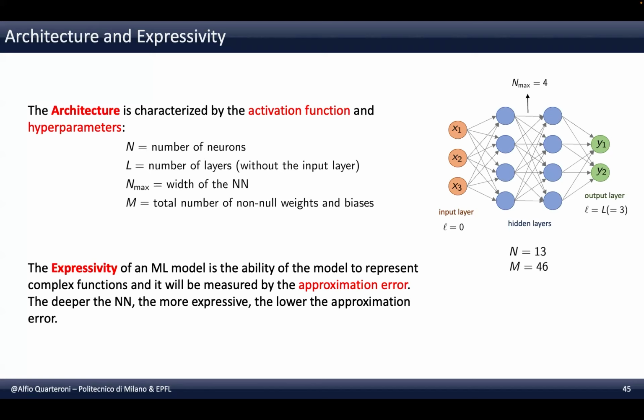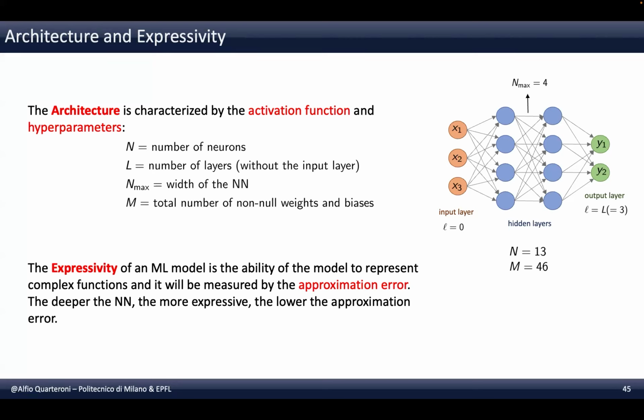So the computer scientists use two different words here when they have to identify a specific neural network. They talk about architecture and expressivity. The architecture is, as you can understand, the way you organize your network, right? So it's the number of neurons, the number of layers, and the total number of non-null weights and biases. And these are regulated by the so-called hyperparameters.